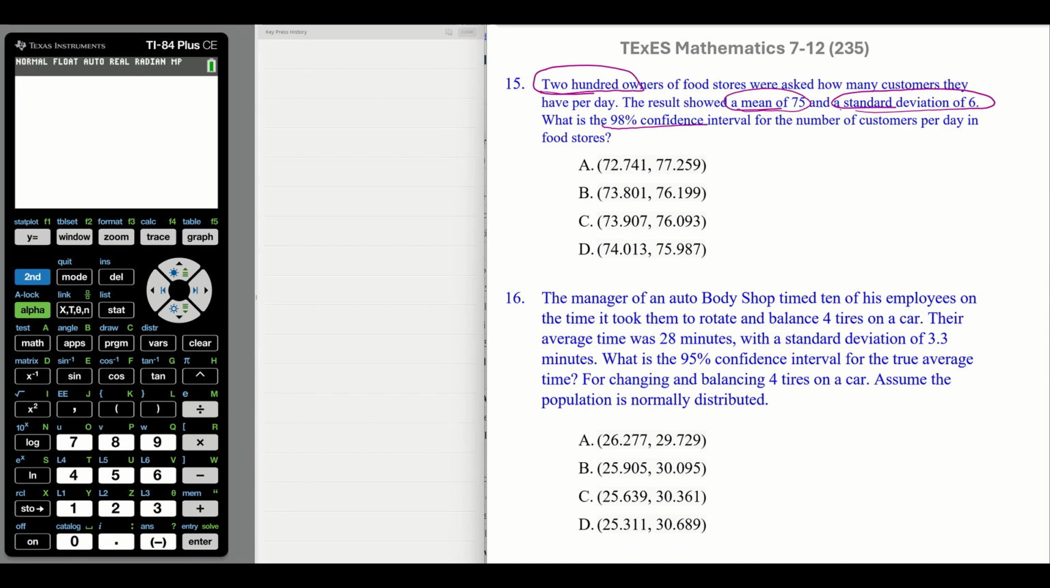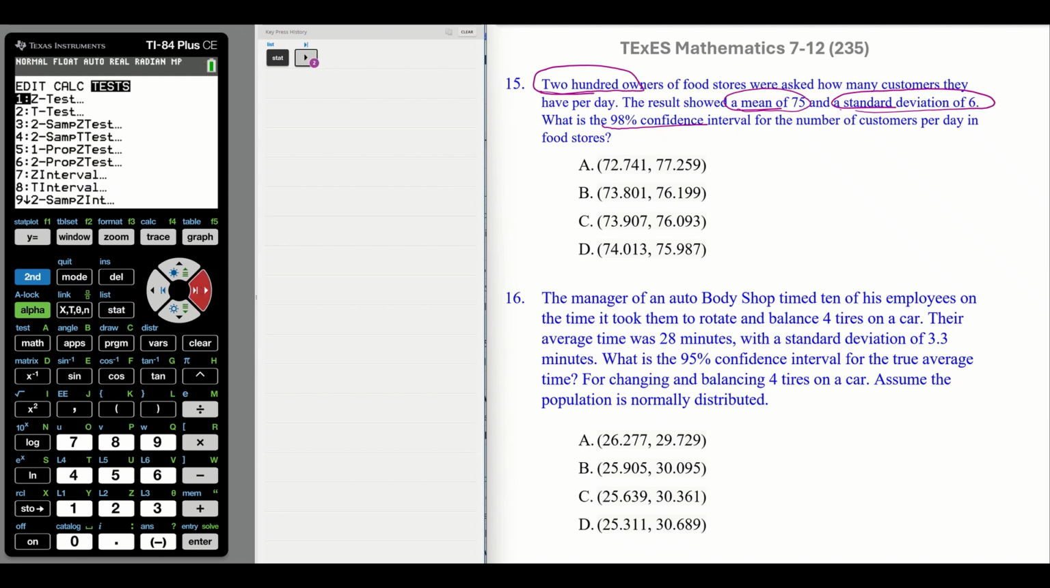Okay. Obviously, because of the words 98% confidence interval, that implies the test. Remember, we had Z test, T test, and the Z interval and T interval, and that is under Stats, arrow over to Tests. There's a limited number of buttons that we use over and over again in this competency. We don't want the Z test. We want number 7 because we're doing an interval.